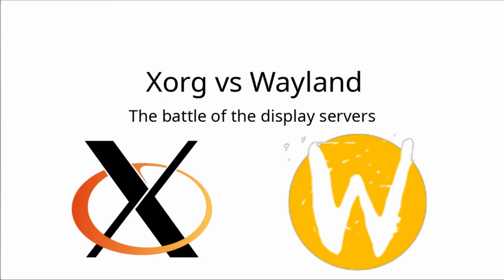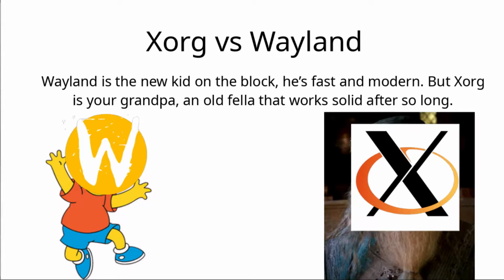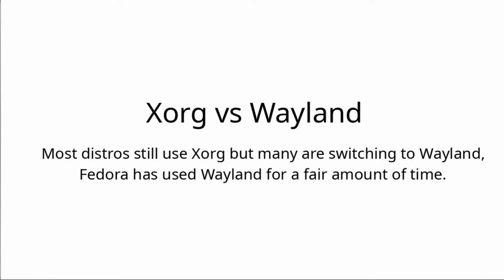There are two main display servers for Linux, Xorg and Wayland. The display server is what allows any sort of graphical element to be displayed. Wayland is newer and faster, but Xorg is more extensible and has been the default choice on Linux for a long time, so it's arguably more stable. Most distros use Xorg, but many are switching to Wayland.